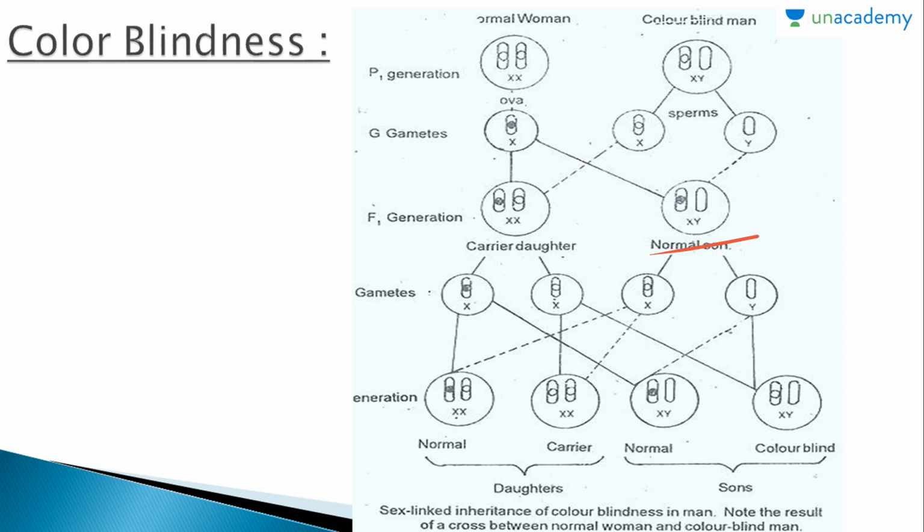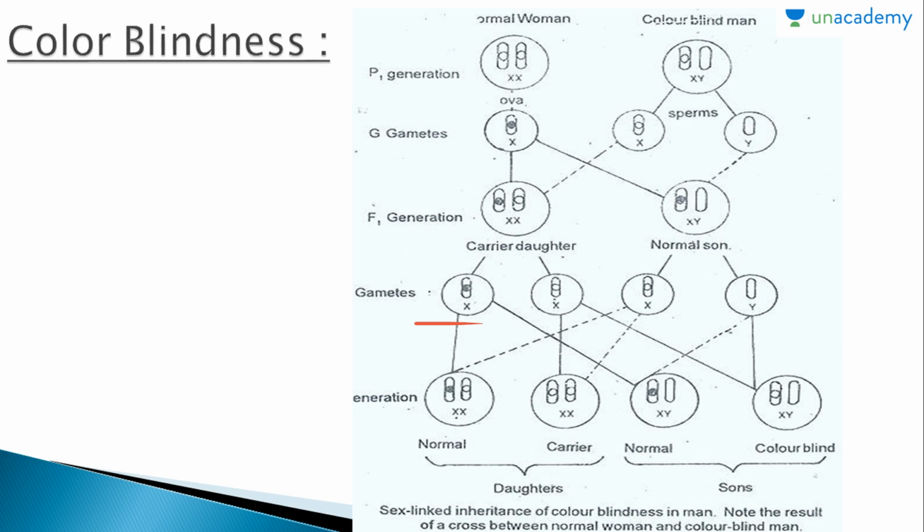Why is it so? Because the color blind man passes the gene on, and the daughter can be a carrier only. Mostly daughters are carriers; they are not affected by the disease. Only males are affected by the disease mostly.